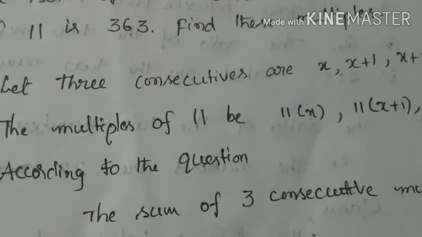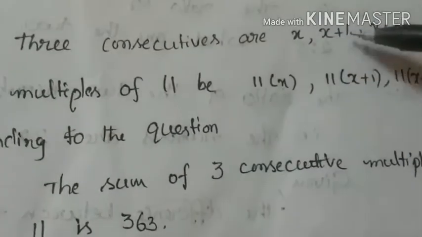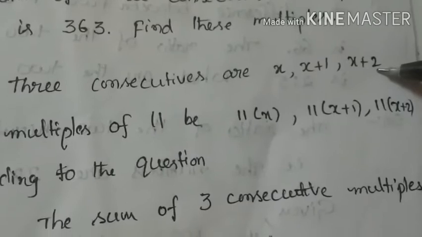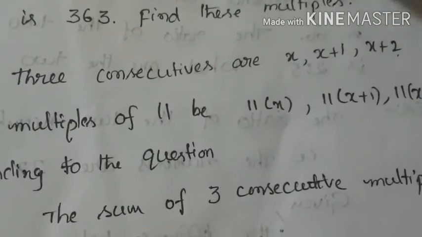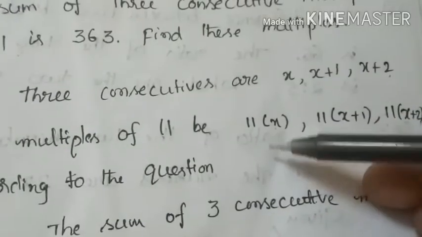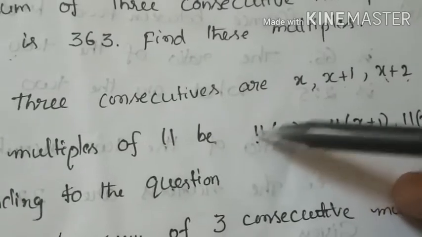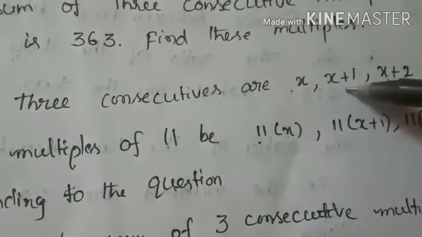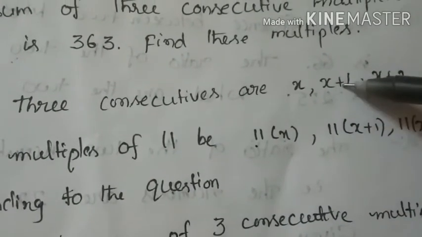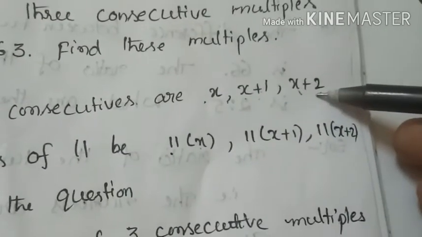For the sum of three consecutive numbers, let the three consecutive numbers be x, x plus 1, x plus 2. Next, it says multiples of 11. Multiples of 11 means each of the three consecutives should be multiplied with 11. So 11 into x is the first one, the second one is 11 into x plus 1, and 11 into x plus 2.